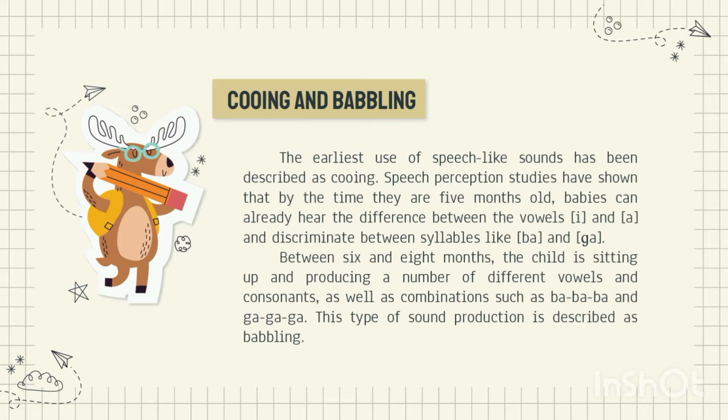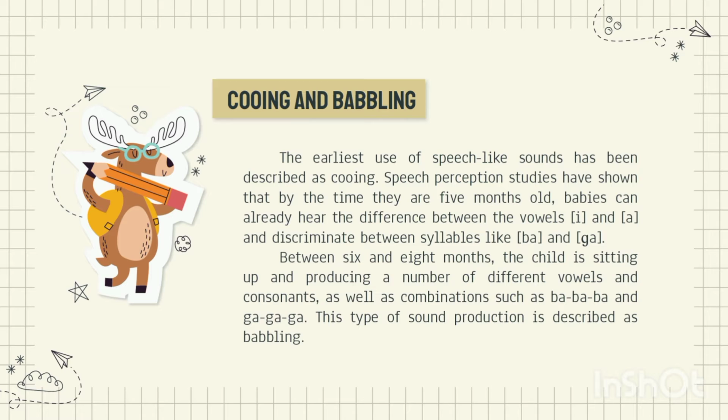And then we will look at cooing and babbling. The earliest use of speech-like sounds has been described as cooing. During the first few months of life, the child gradually becomes capable of producing sequences of vowel-like sounds, particularly high vowels similar to U and I, then goes on to make sounds similar to the consonants K and G. They produce a number of different vowels and consonants and are able to use their vocalizations to express emotions and emphasis.